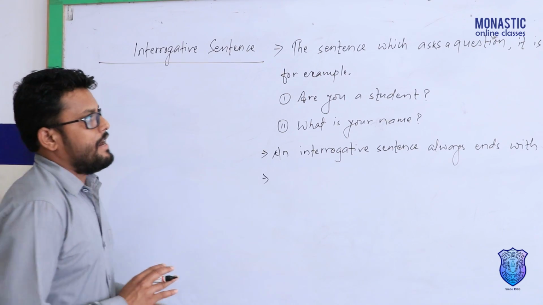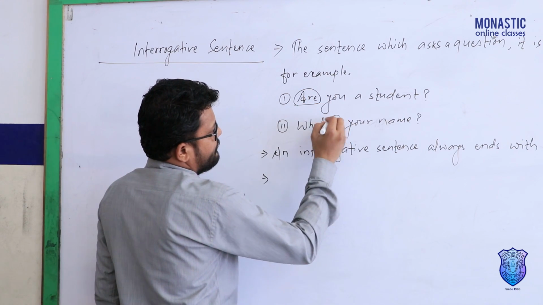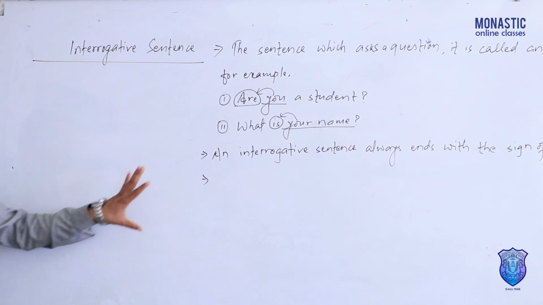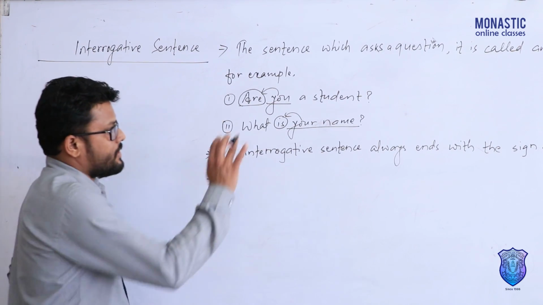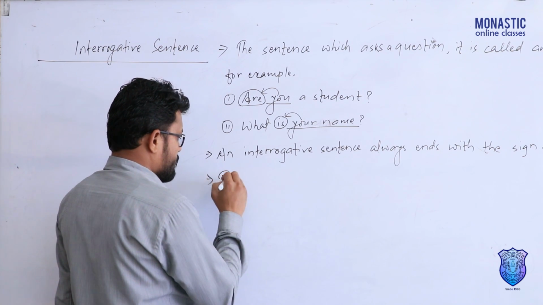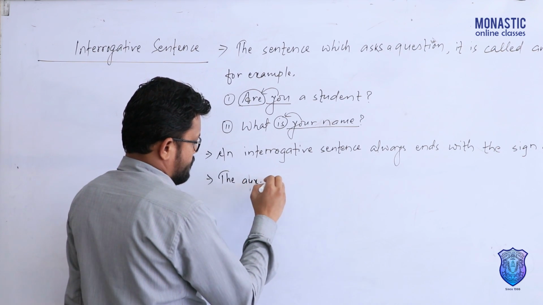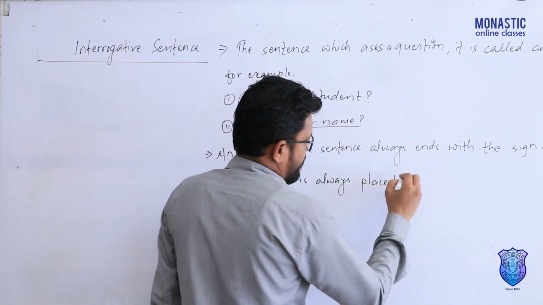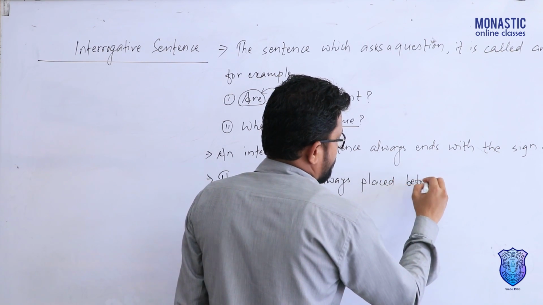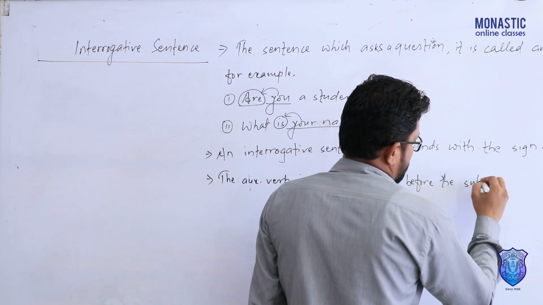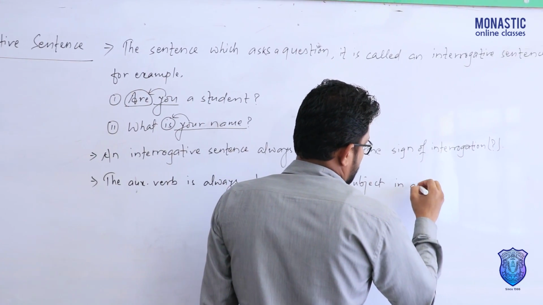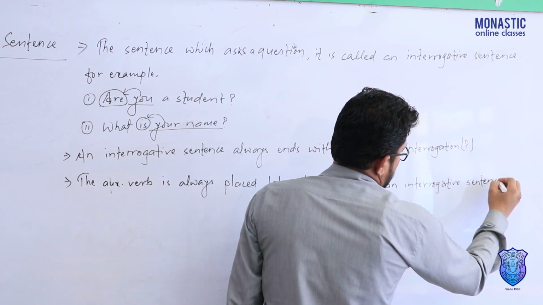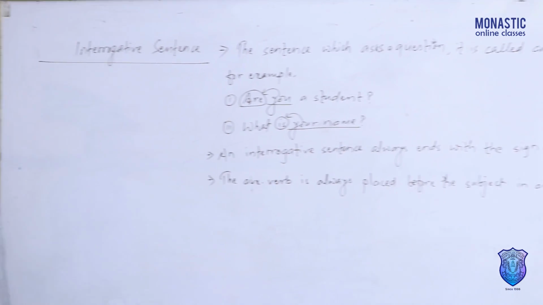Another feature of this interrogative sentence is that the auxiliary verb is always placed before the subject. The auxiliary verb in an interrogative sentence is always placed before the subject. So this is also another feature.